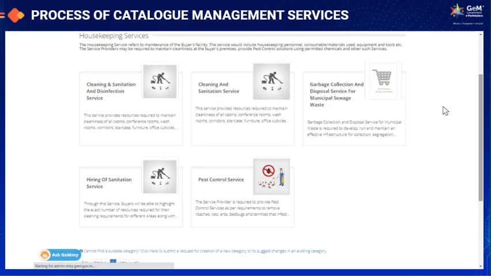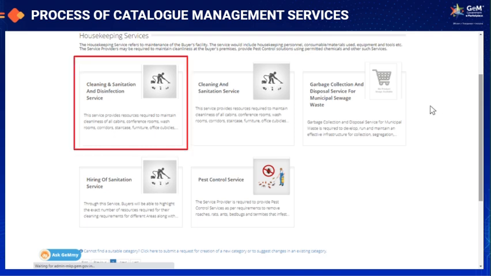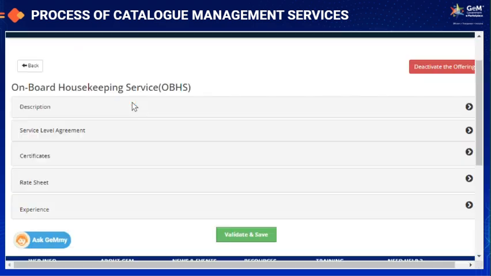Service provider is requested to click the service for which catalog is to be created. Select the tab to proceed. This is the home screen for your selected service. Click here for the description of the service.